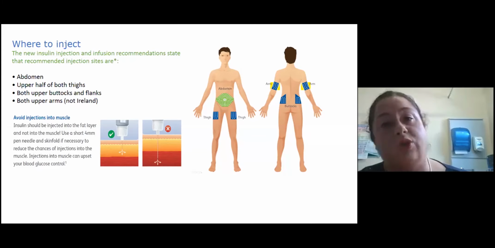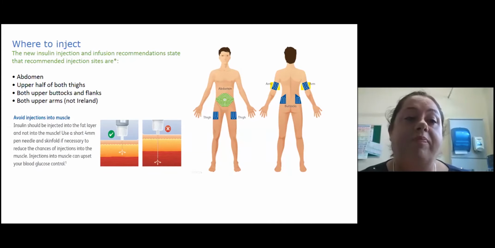Now in Ireland, we don't use the upper arms. I suppose if you are completely out of injection sites, then it is an option, but we don't really. And I suppose it's an area that I myself would need more and more education in, because we use the abdomen, the thighs, the buttocks, the flanks. And you're advising your patients not to inject into muscle, and most of my patients do strive not to inject into muscle.